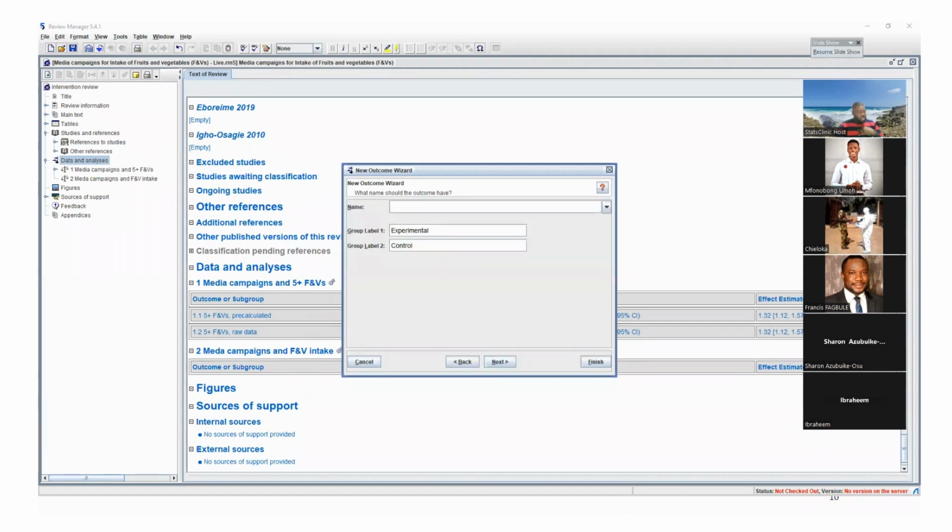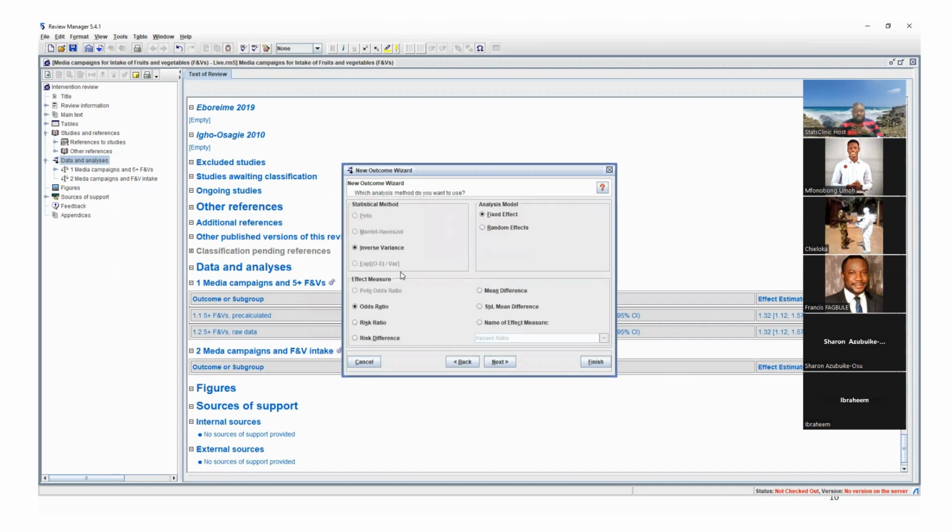Now you have to name this. We can call it fruits and vegetables servings per day, or we can call it weighted mean difference. I'm calling it WMD servings per day. Or we can call it weighted mean difference using pre-calculated data. And you have the experimental arm and the control arm. So you click next.